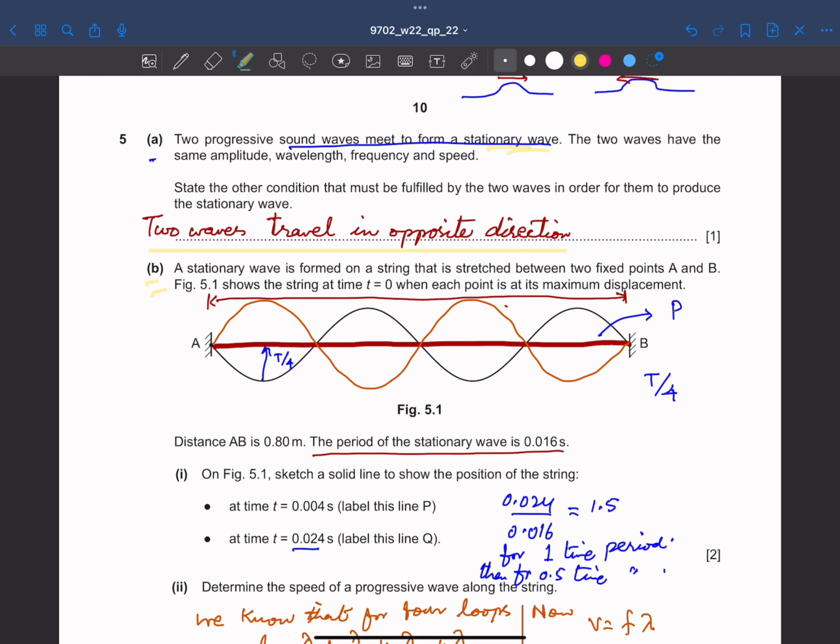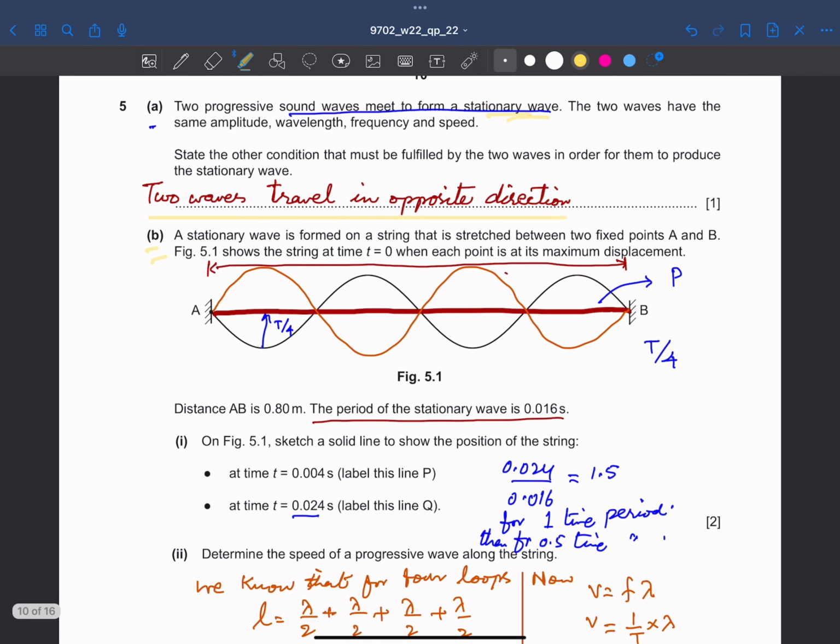Now in part B, a stationary wave is formed on a string that is stretched between two fixed points A and B. Figure 5.1 shows the string at time t equal to 0. So this is the basic diagram, as I have already drawn, so you need not get confused. Between points A and B you have a stationary wave, and figure 5.1 shows the string at t equal to 0, meaning when you start your stopwatch, this is the position of your string.